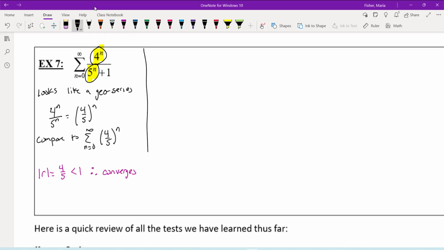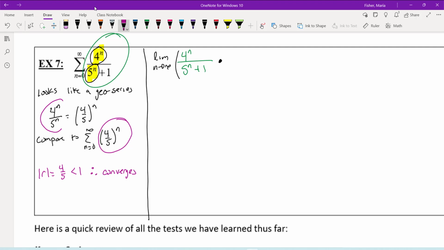Now let's use that limit comparison test. We take the limit as n goes to infinity of your given, 4 to the n over 5 to the n plus 1, divided by your known. But instead of dividing by the known, we're going to multiply by the reciprocal, 5 to the n over 4 to the n. Well, I notice that a 4 to the n will cancel from numerator and denominator, and all I'm left with is the limit as n goes to infinity of 5 to the n over 5 to the n plus 1. Currently, this is infinity over infinity.